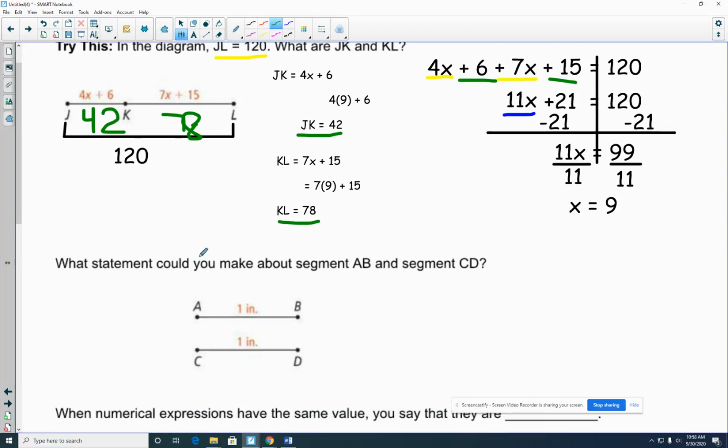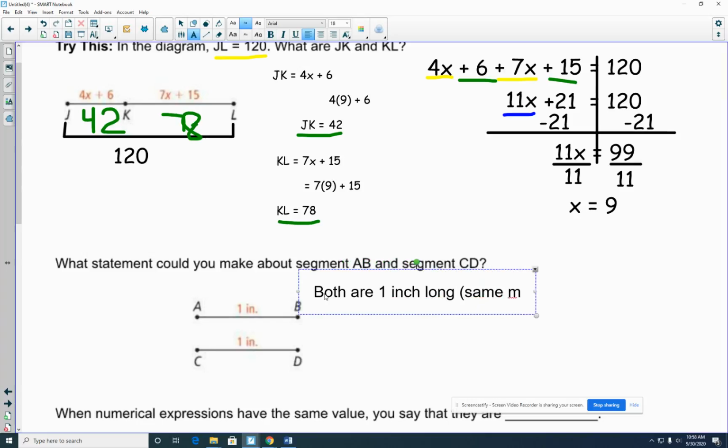Now let's think about this up here. What could we say about segment AB and segment CD? The first thing you might be thinking is, it's pretty obvious, right? They both have 1 inch. So we might say that both are 1 inch long. Essentially, they have the same measurement, right? If this is 1 inch and this is 1 inch, then they're equal. So that's something else we can say.